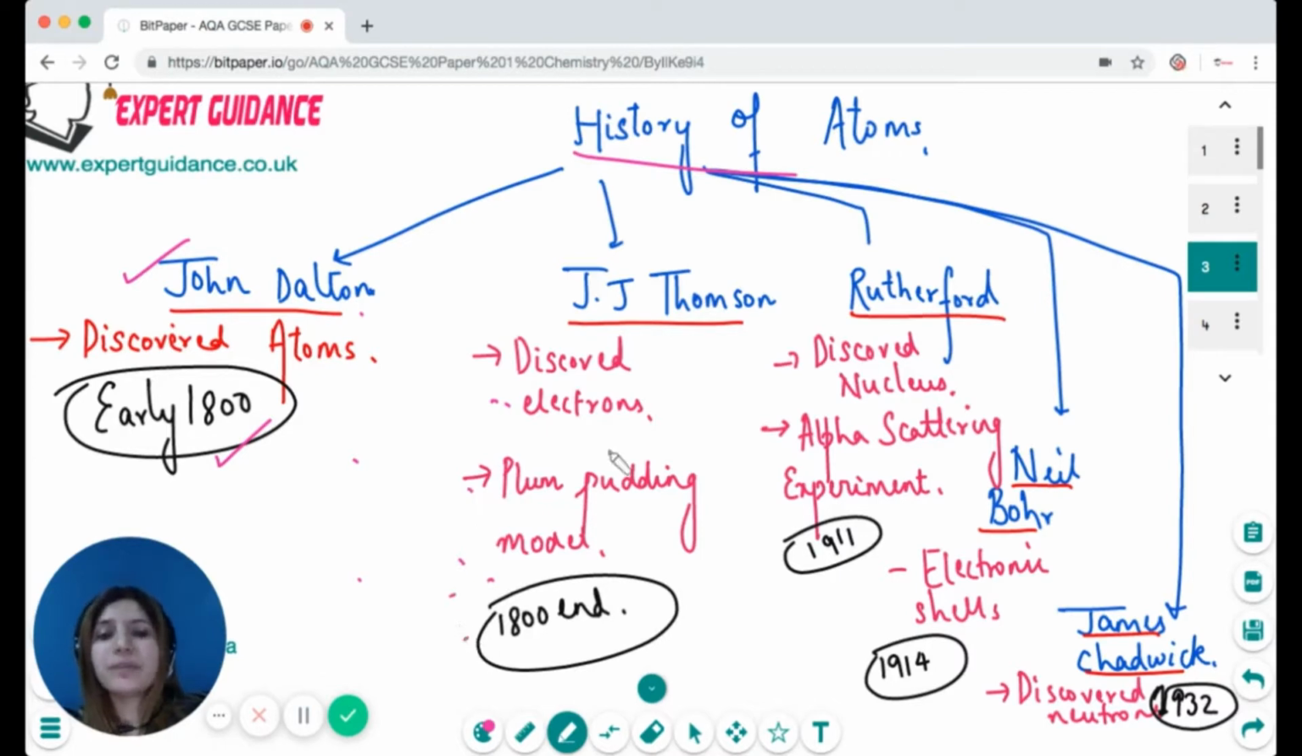atomic structure. Then after J.J. Thomson came Rutherford. He discovered the nucleus by the alpha scattering experiment, and then came Niels Bohr, who gave the idea of electronic shells in 1940, and then finally came James Chadwick, who discovered the neutrons in 1932. So we got the first idea about the atoms in early 1800 by John Dalton, and after 1932, we came up with the final structure of the atom.